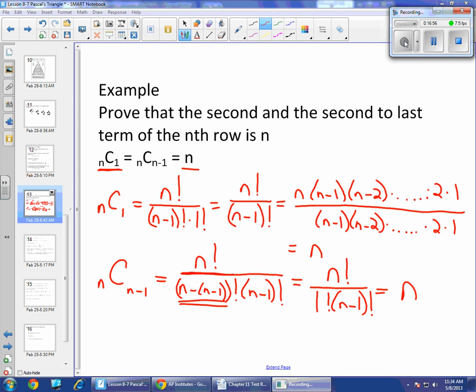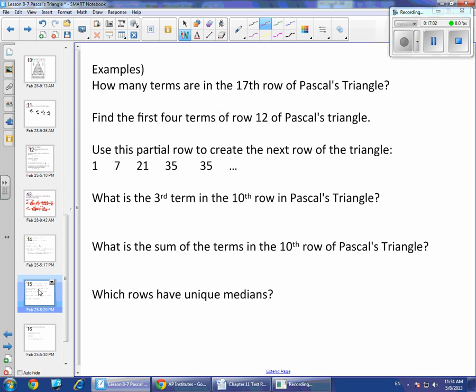Okay, and the last type of thing I might ask you to do with all of this Pascal's triangle stuff is basically answer questions like these. So if you take a look at these, why don't you just take a couple minutes and see if you can answer them on your own, and then we'll go over them together. How many terms are in row 17 of Pascal's triangle? Go back and let's look for a pattern.